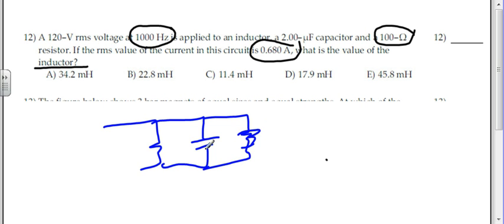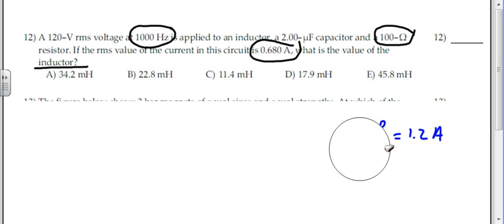And the current total has to be bigger than the current in any one path, right? The current through the resistor would be 120 divided by 100, which would be 1.2 amps, and we only have 0.68 amps. So our conclusion is the circuit's not in parallel. The thought that the circuit's in parallel doesn't work, so we're not going to do that.